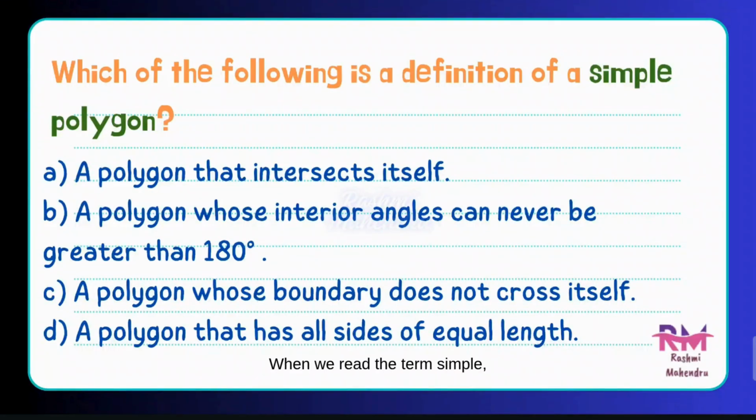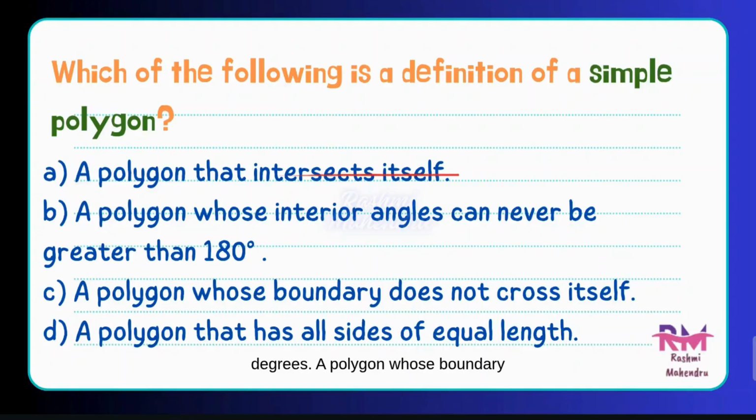When we read the term simple, the first thing that should come to our mind is non-self-intersecting. So the first option is cancelled because a polygon that intersects itself is not a simple polygon, it's a complex polygon. The second option, a polygon whose interior angles can never be greater than 180 degrees, is not a definition of simple polygon. It may or may not have a reflex angle or an interior angle greater than 180 degrees.